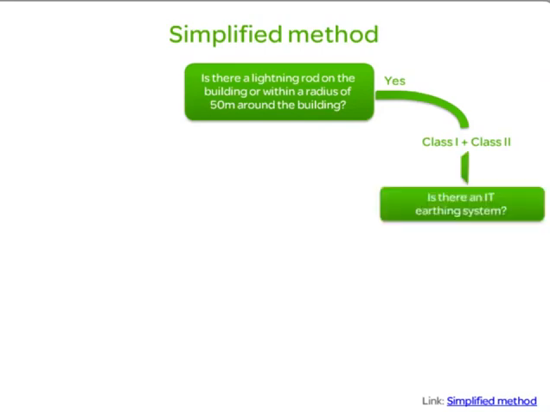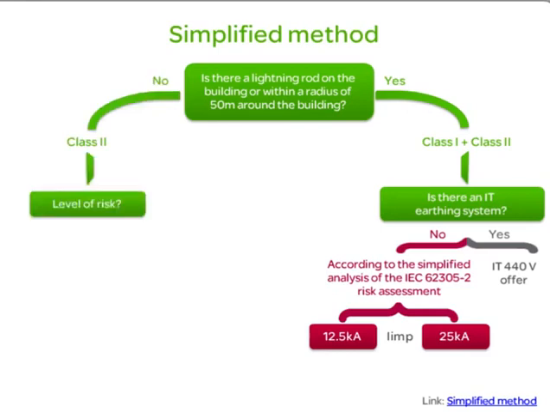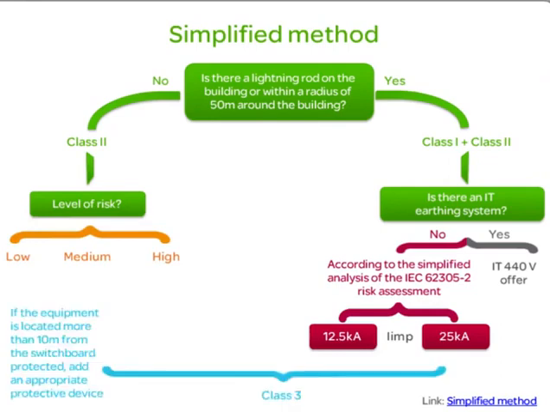To find the appropriate Type 1, examine the earthing system. According to the results of the IEC 62305-2 risk assessment analysis, two levels of Iimp may be required, 12.5 kiloamps or 25 kiloamps. If there is no lightning rod, only a Type 2 should be installed, and chosen according to the estimated level of risk. Then, assess the distance between the surge arrestor and the equipment to be protected. We now know that when the distance is more than 10 meters, an additional Type 3 surge arrestor should be installed near the equipment. Click the plus marks for more explanations.